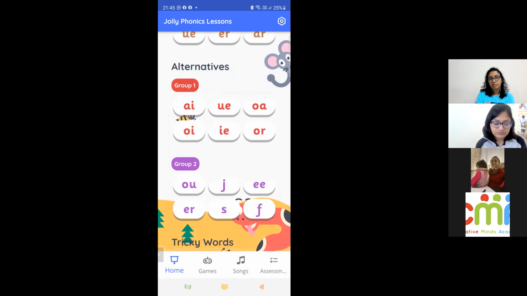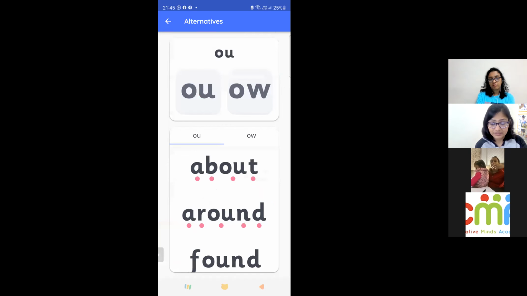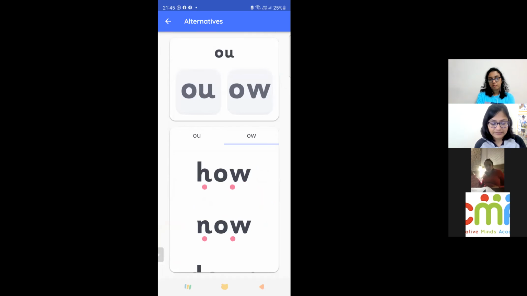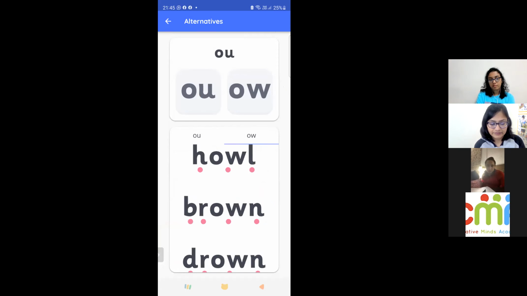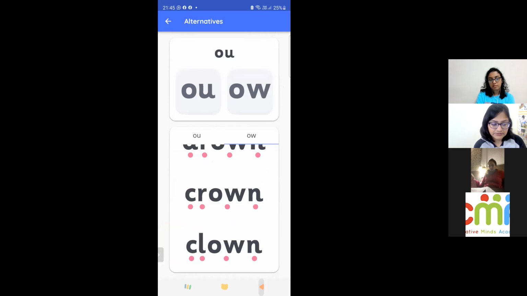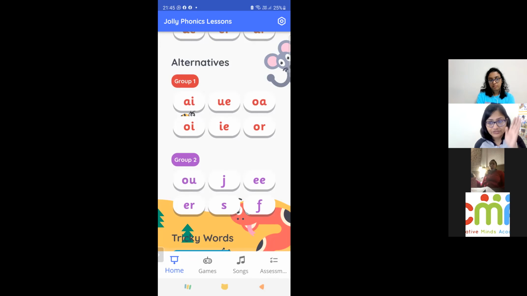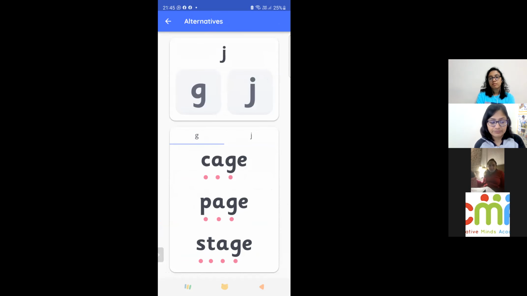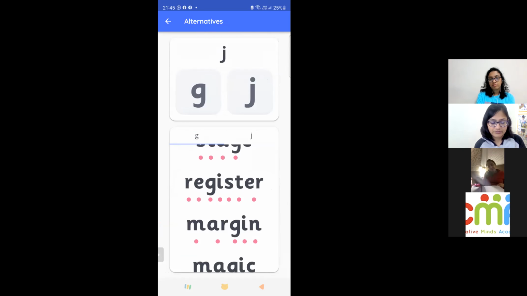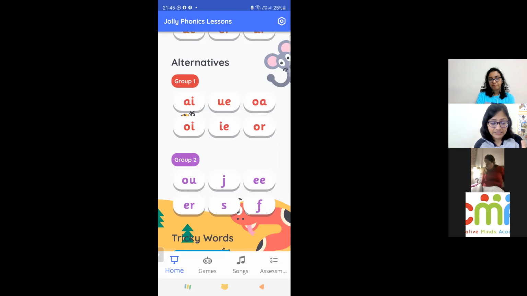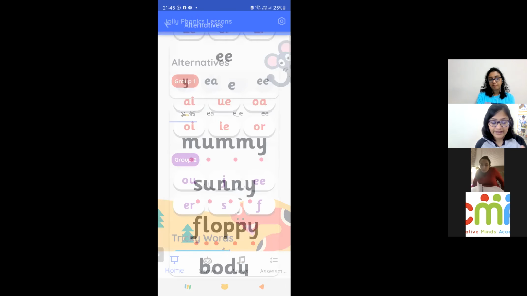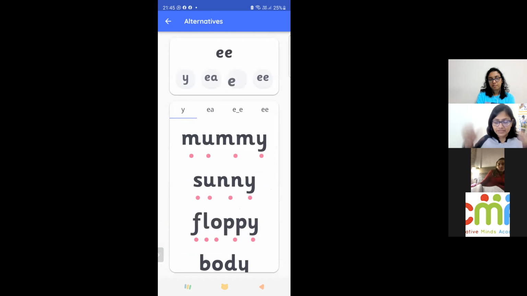Okay. So ow, we know that if the ow sound is coming at the end, or before L or N, then it is W. And J, we have already done that. If G is followed by E, I, Y, it will be J. Now E sound. So Y will give E sound. When you have two vowel sounds. In mummy, how many vowel sounds are there?